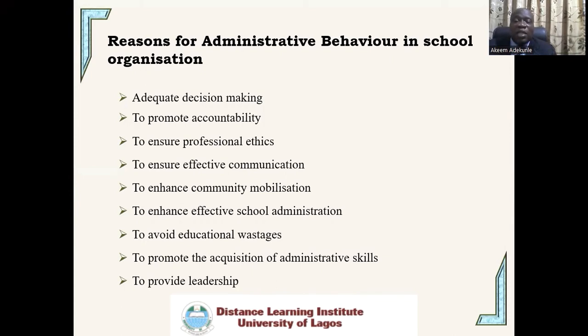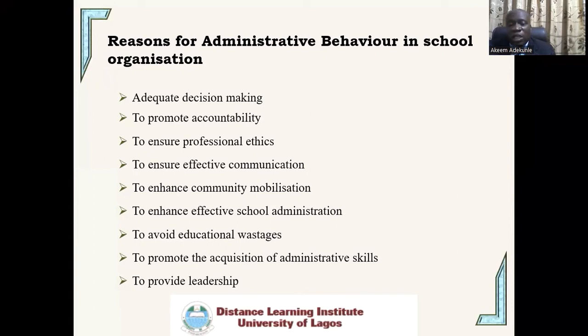We also need administrative behavior in school organization to ensure effective communication. Communication has to do with exchange of messages, ideas, feelings, thoughts within the school system. There is a lot of communication that takes place within the school system. Administrative behavior will help to ensure effective communication so that there will not be a break in communication. Because once there is a communication gap, it can bring about a lot of misgivings, it can bring about problems within the school system.